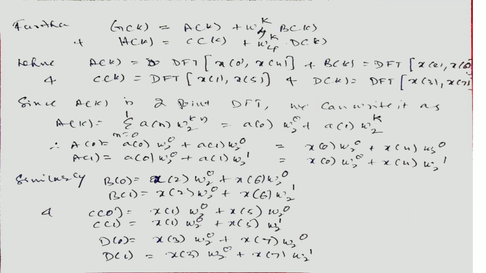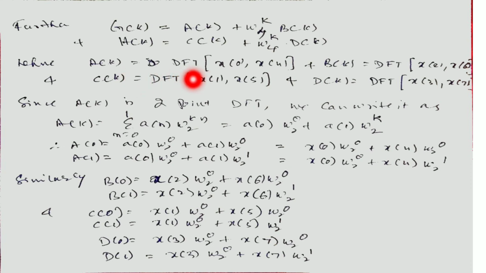Now this g of k and h of k are the 4-point DFTs. We further decimate them into a summation of 2-point DFTs. So g of k is equal to a of k plus w4 power k b of k, and h of k is equal to c of k plus w4 power k into d of k, where a of k is the 2-point DFT. So it is the even indexed values of your g of n.